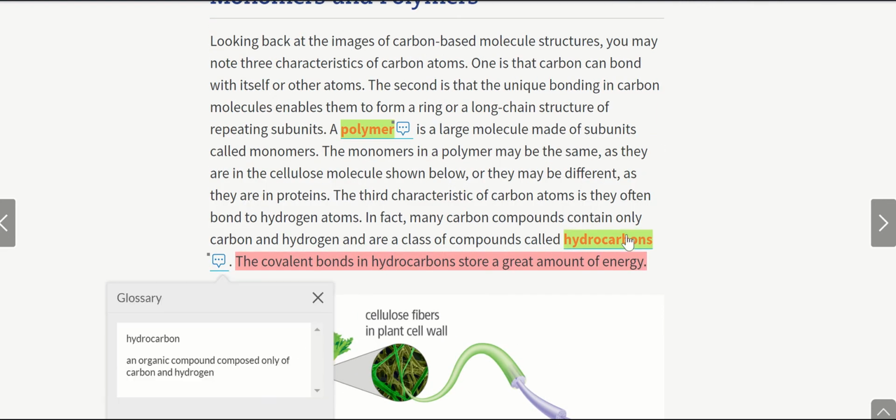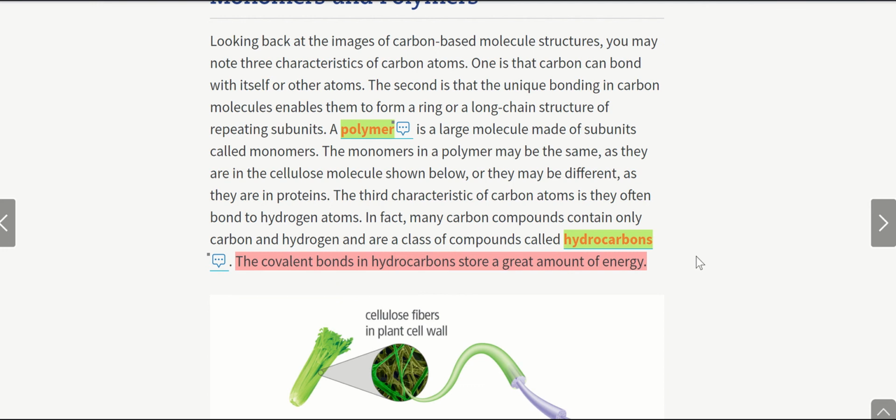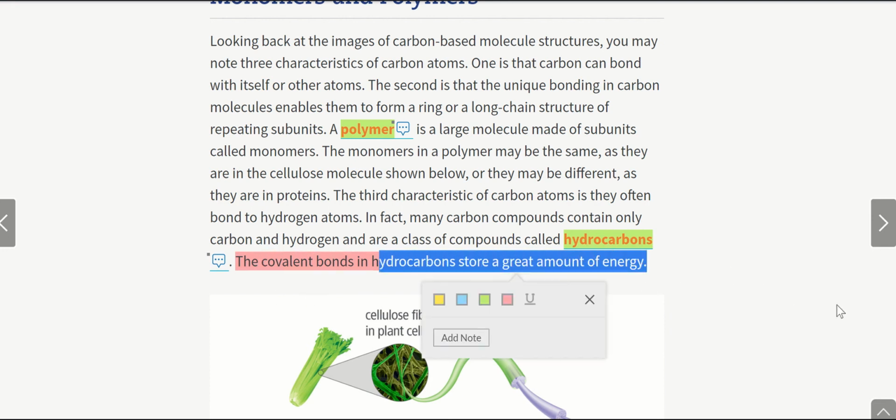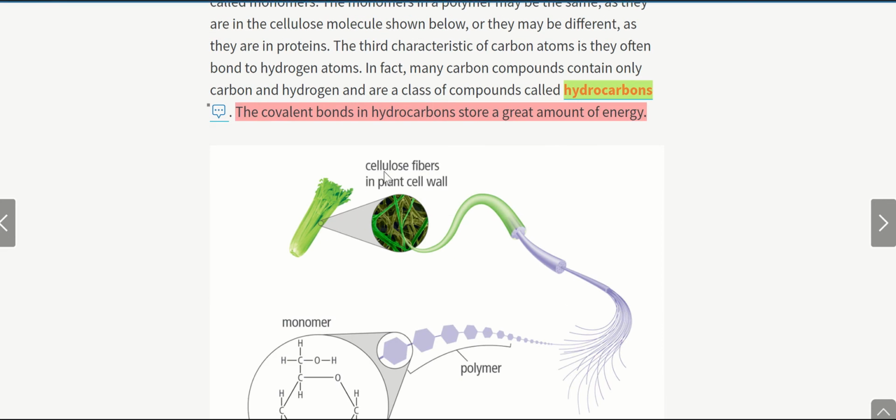So a hydrocarbon is an organic compound composed of only carbon and hydrogen. It's a very large molecule that is only made of those 2 elements, and they're covalently bonded. And in those covalent bonds, it's going to be a great source of energy. And what we're going to find out, here's an example of cellulose.